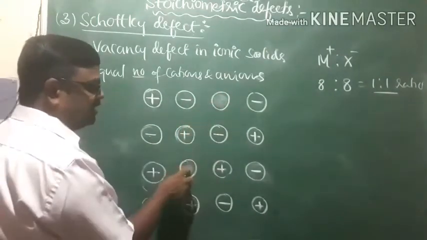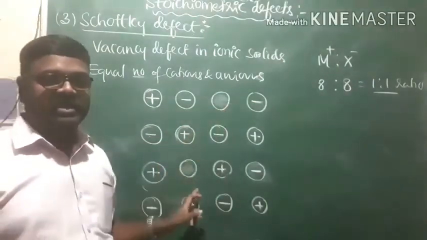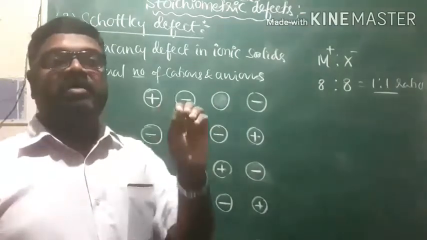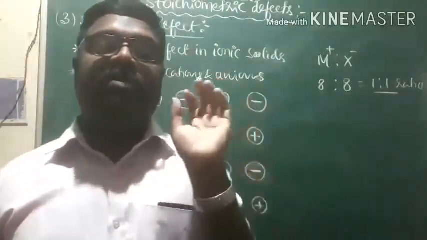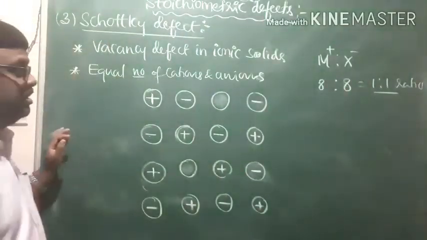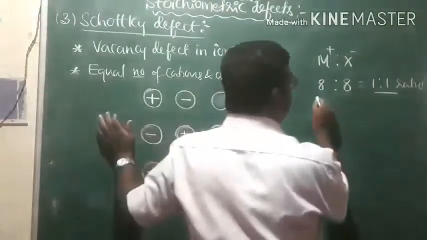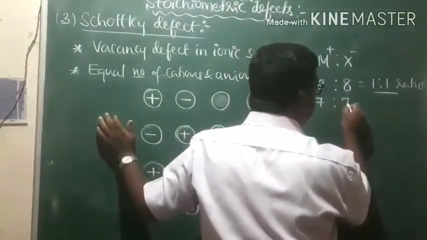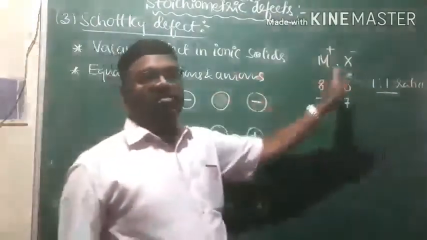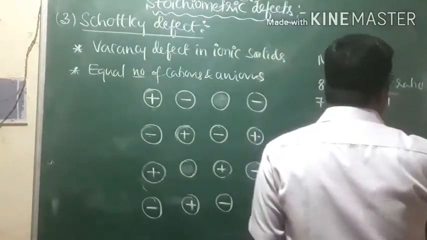Equal number of cations and anions are missing from their lattice sites. These are the lattice sites. Missing from their lattice sites in order to maintain electrical neutrality of the ionic crystal, and that is what we call Schottky defect. Now, after the missing of cations and anions, the number of cations will become 7, the number of anions becomes 7. Earlier it was 8:8, now it will be 7:7.